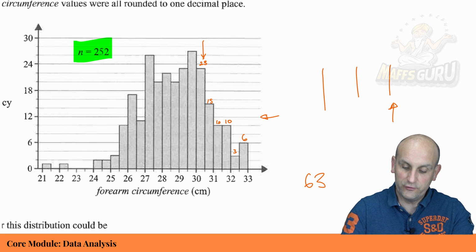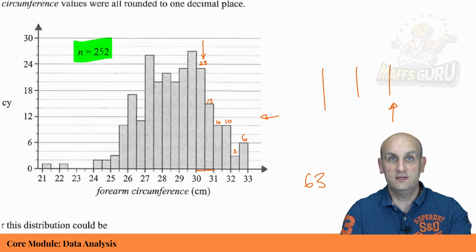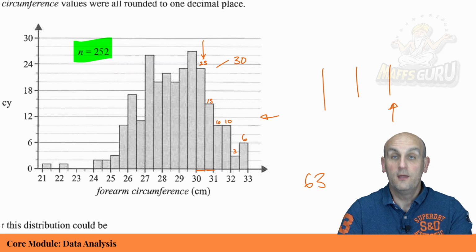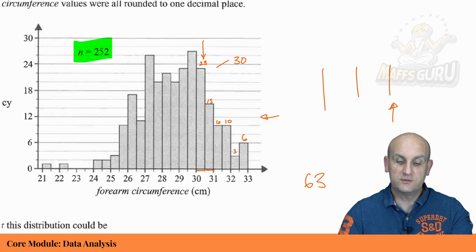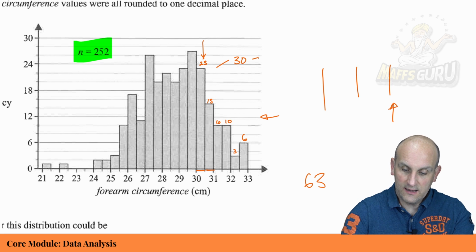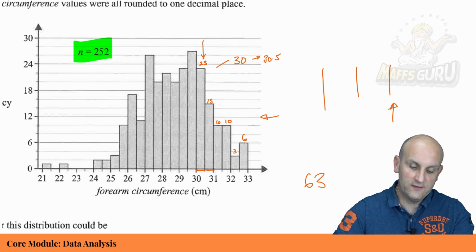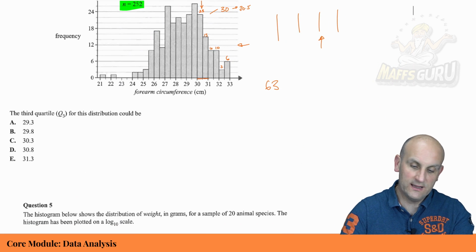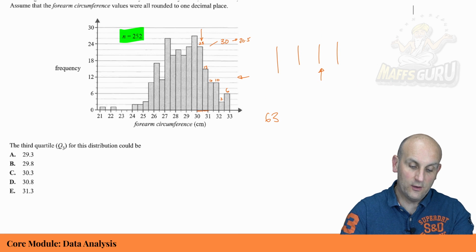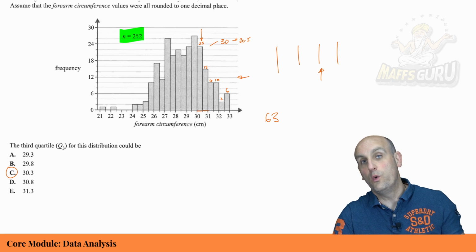Now, obviously, the next part of the trick was, did you realize that these were actually half units wide? So that class interval, as we call it, was 0.5. We're looking for a data item that falls somewhere between 30 and 30.5. So let's zoom out again and see what our potential answers were. And again, the only one that I think could have been was C.